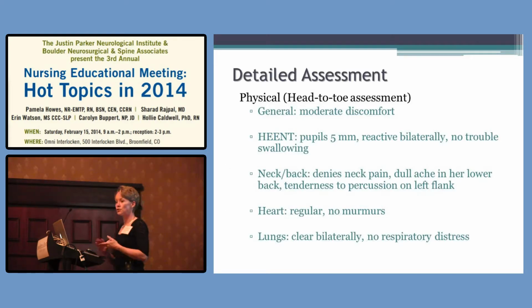So you do your head to toe. She's in some discomfort. Her neuro looks good. Her back is good, but she has this dull ache in her lower back. Now what do you think? Cystitis or a pyelonephritis, right? Okay. Her heart's regular with no murmurs. Are you guys good at heart tones? I need to follow you around if you are, because I'm not.